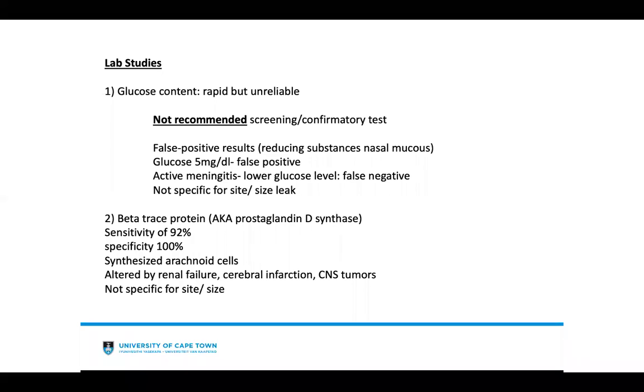The second one we can look at is beta trace protein. This is good. It's got sensitivity of 92%, specificity of 100%. The only thing to note about this is that it can be altered in other things like renal failure, cerebral infarction, or cranial nerve tumors, but not a bad option, but it's not really specific for site or size of the CSF leak.